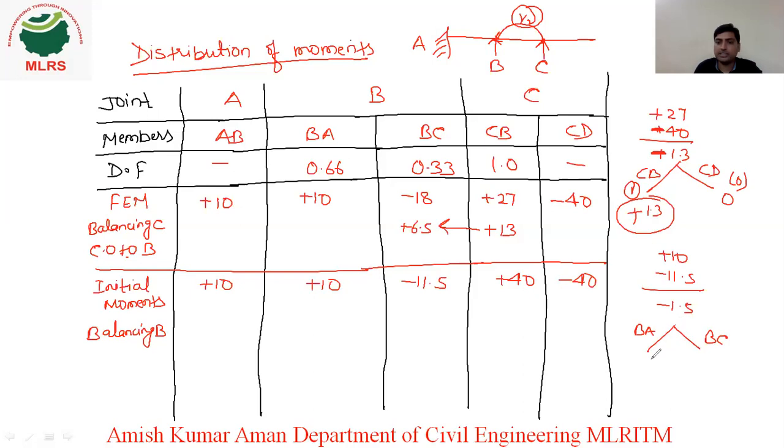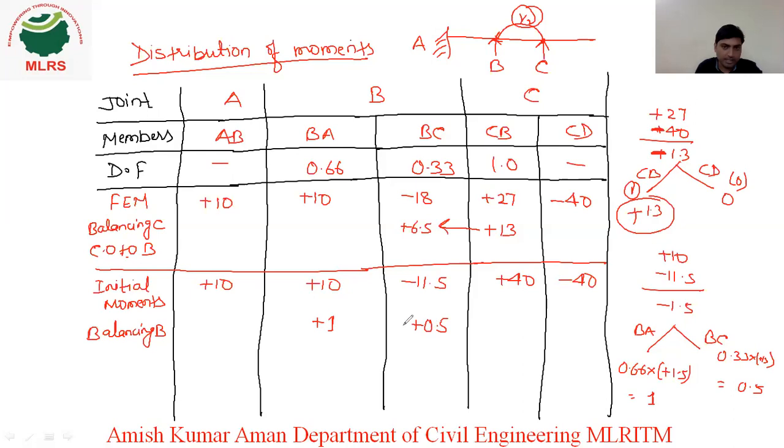So for BA and BC, the distribution factor here is 0.66 into minus 1.5. The sign will be changed, so let's take it as 1.5. And here it will be 0.33 into plus 1.5. So this value will be your 1 and this value will be your 0.5. So adding these, now we have distributed. For the BA span that is plus 1 here, and here it will be plus 0.5.